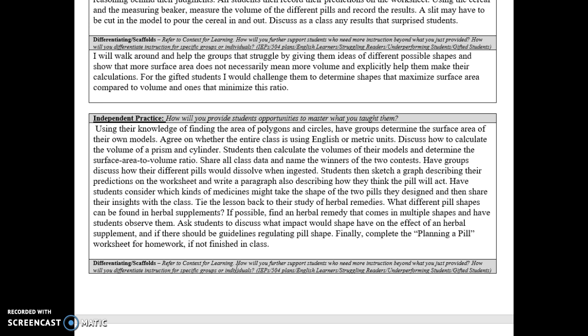For the independent practice, they will, after creating their shapes, fill out the pill planning worksheet and work in groups, and then finish it at home to go over the stats, see what different shapes and sizes create the different ratios, and which would be dissolved faster, which would be dissolved slower, etc.